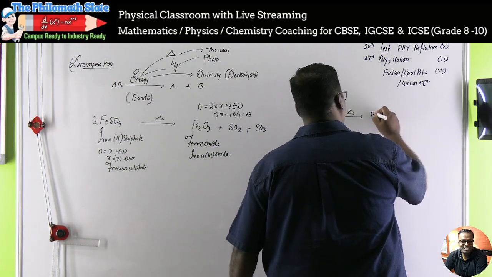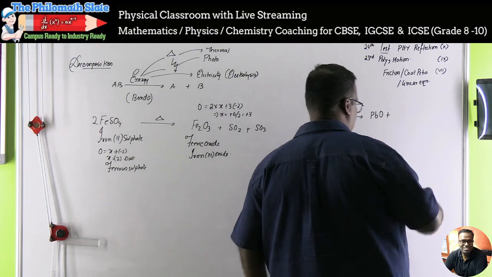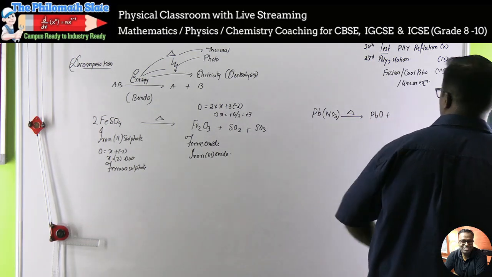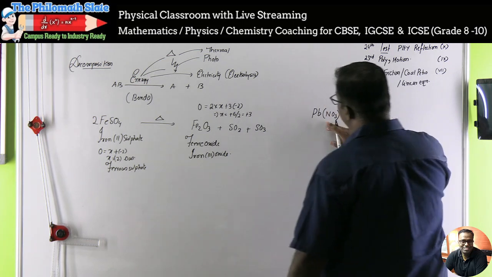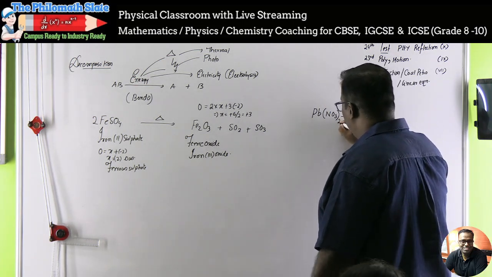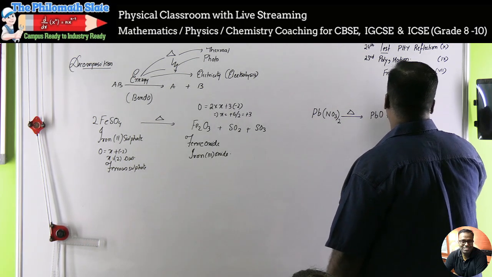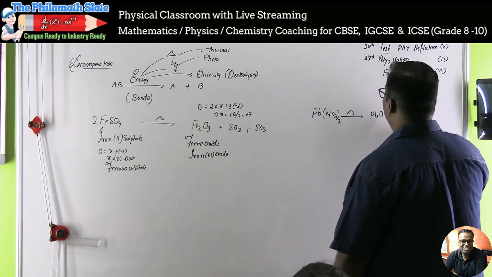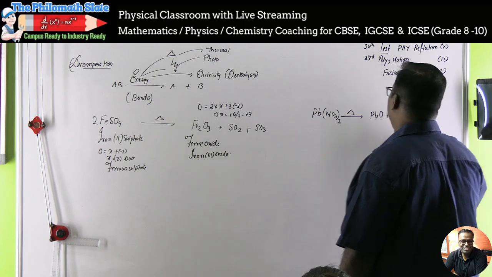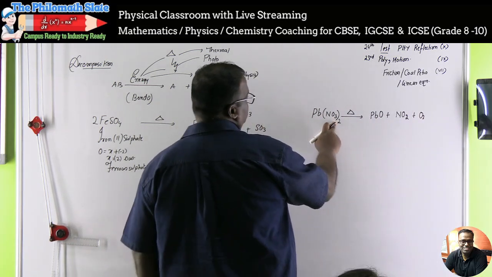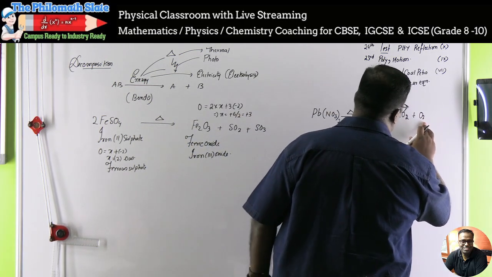PbO, very good, lead oxide plus and Pb(NO3)2. Is it PbNO3? No, it is Pb(NO3)2, because lead is always +2. तो यहाँ पे क्या बनेगा? NO2. Another thing should form. Oxygen is 2 plus 3 plus O2. Very good. See, it becomes 5. 3 2 6, 2 and 2 4 and 1 5.